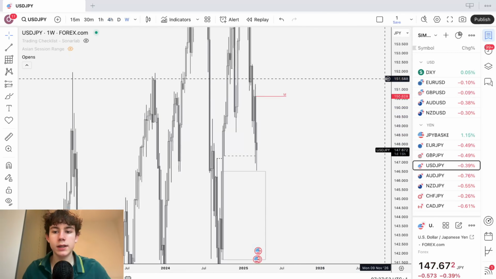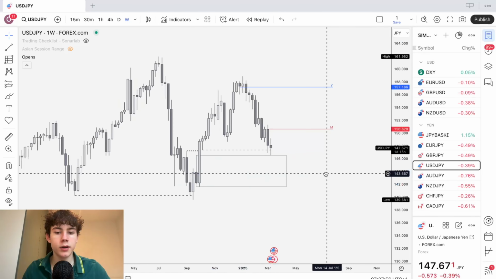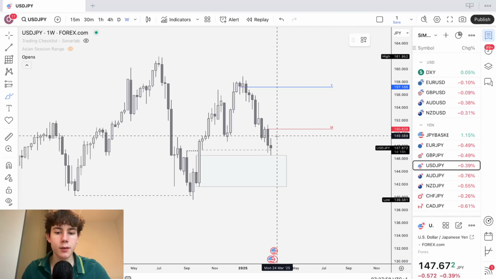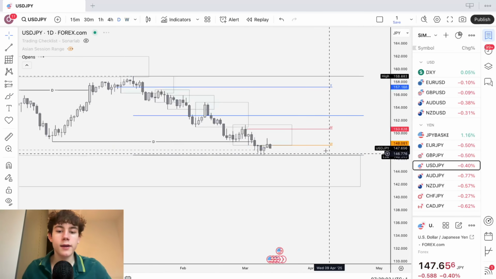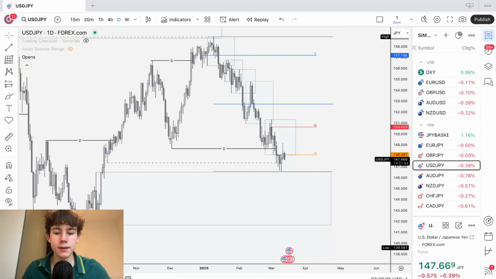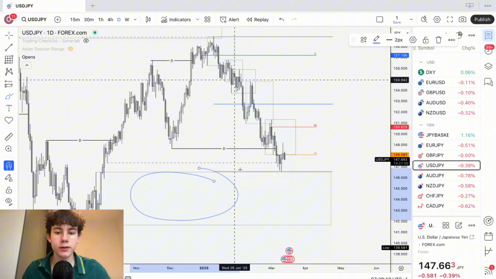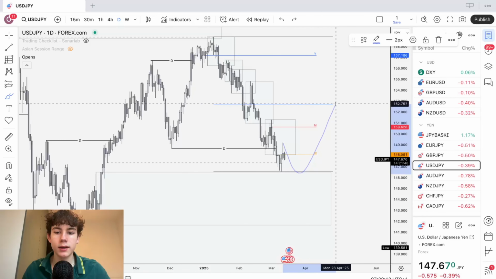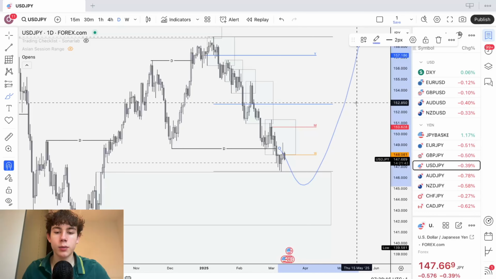Well, look at the weekly. We still miss connection on this weekly demand, so I'm definitely looking at a tap in towards the demand first and then some longs. Now why longs? Look at the daily. We just took liquidity under these lows, and then if we tap this demand, we could easily get a pullback into the highs again before going down lower or before trading up higher.